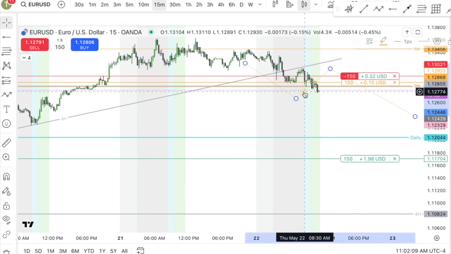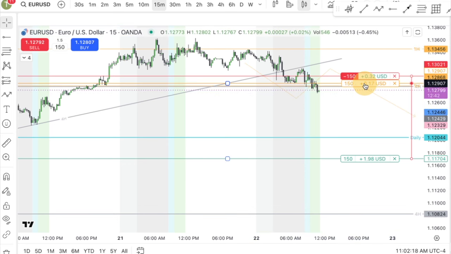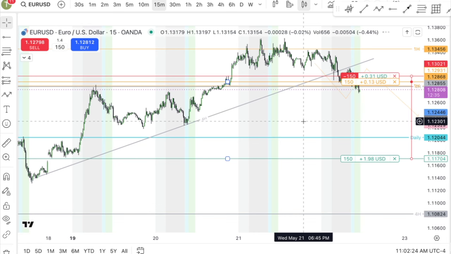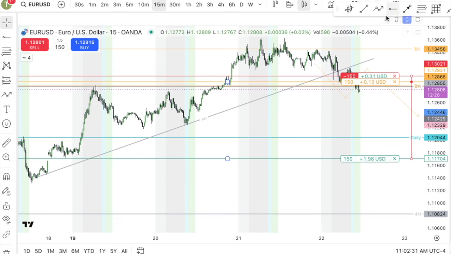1, 2, 3. Moved our stop loss into profit, like right above here, and hopefully it will continue to go down. And we could take some profit here at our next area of support on our 15-minute time frame.